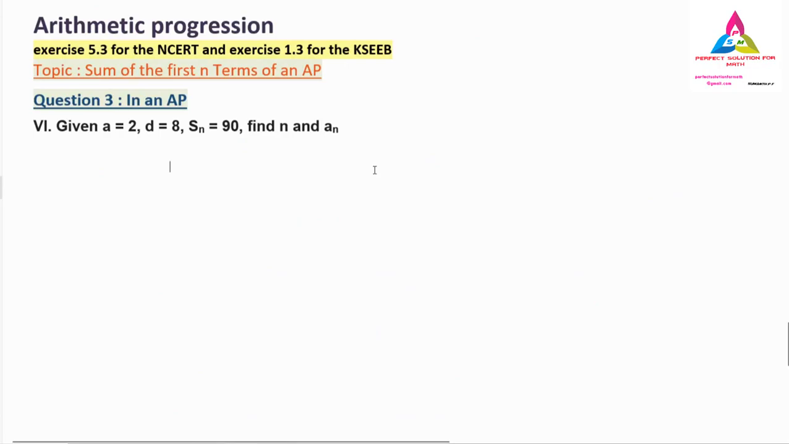Coming to the third main sixth question. Given a is equal to 2, d is equal to 8, Sn is equal to 90. Then they have told you to find n value and an value. Here one thing is clear. Here they have not mentioned n value. They have given a value, yes, d value given, but how much n they have not mentioned, means the n value they have not mentioned.